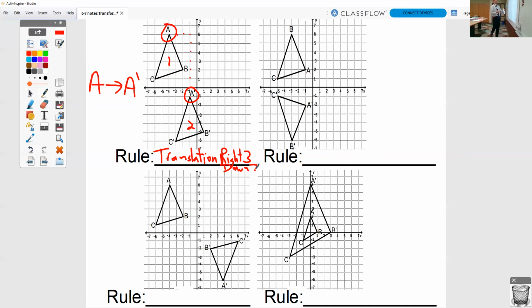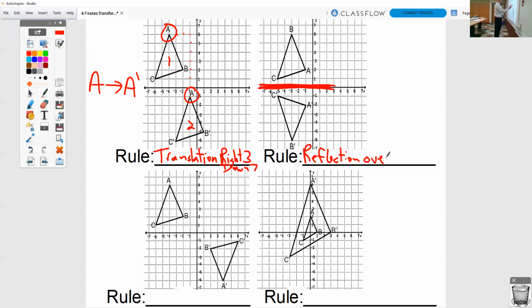In the next one, taking a look at this, it is a flipped opposite mirror image. It's being flipped over the x-axis. If I folded up my paper, those two triangles would match up perfectly. So therefore, this is a reflection. Now, you can't just say a reflection. You have to say where this line of symmetry is.